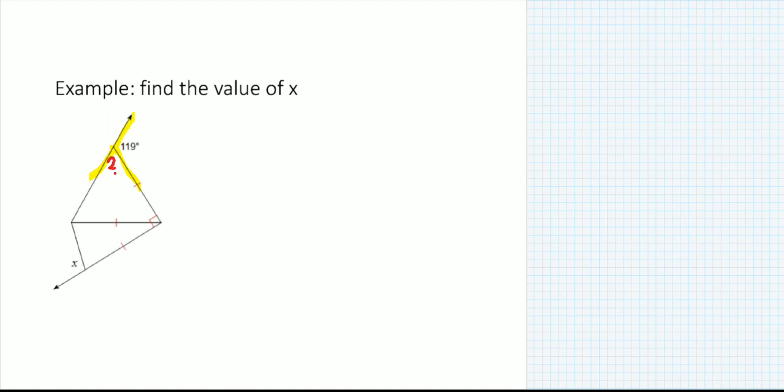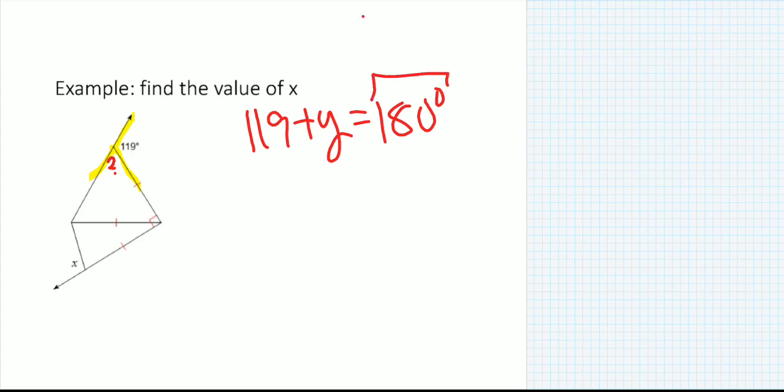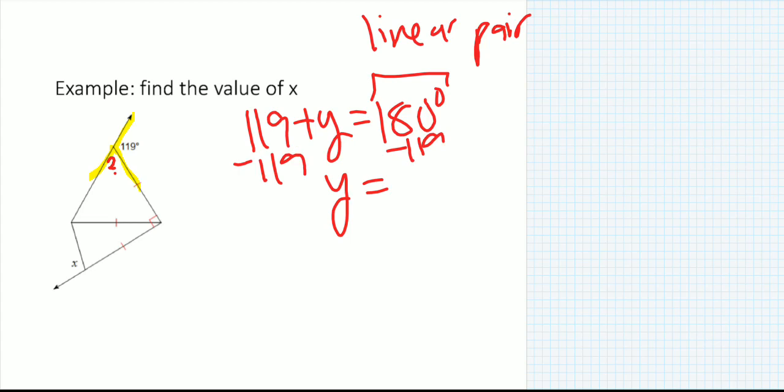So anyways, let's start there to figure out what that angle inside that triangle needs to be. It's a linear pair, so we know 119 plus, I don't want to use x because x is already used in the equation, so we'll use y. 119 plus y is equal to 180 degrees because it is a linear pair. Then we subtract 119 on both sides, and we would get, what is that, 61.